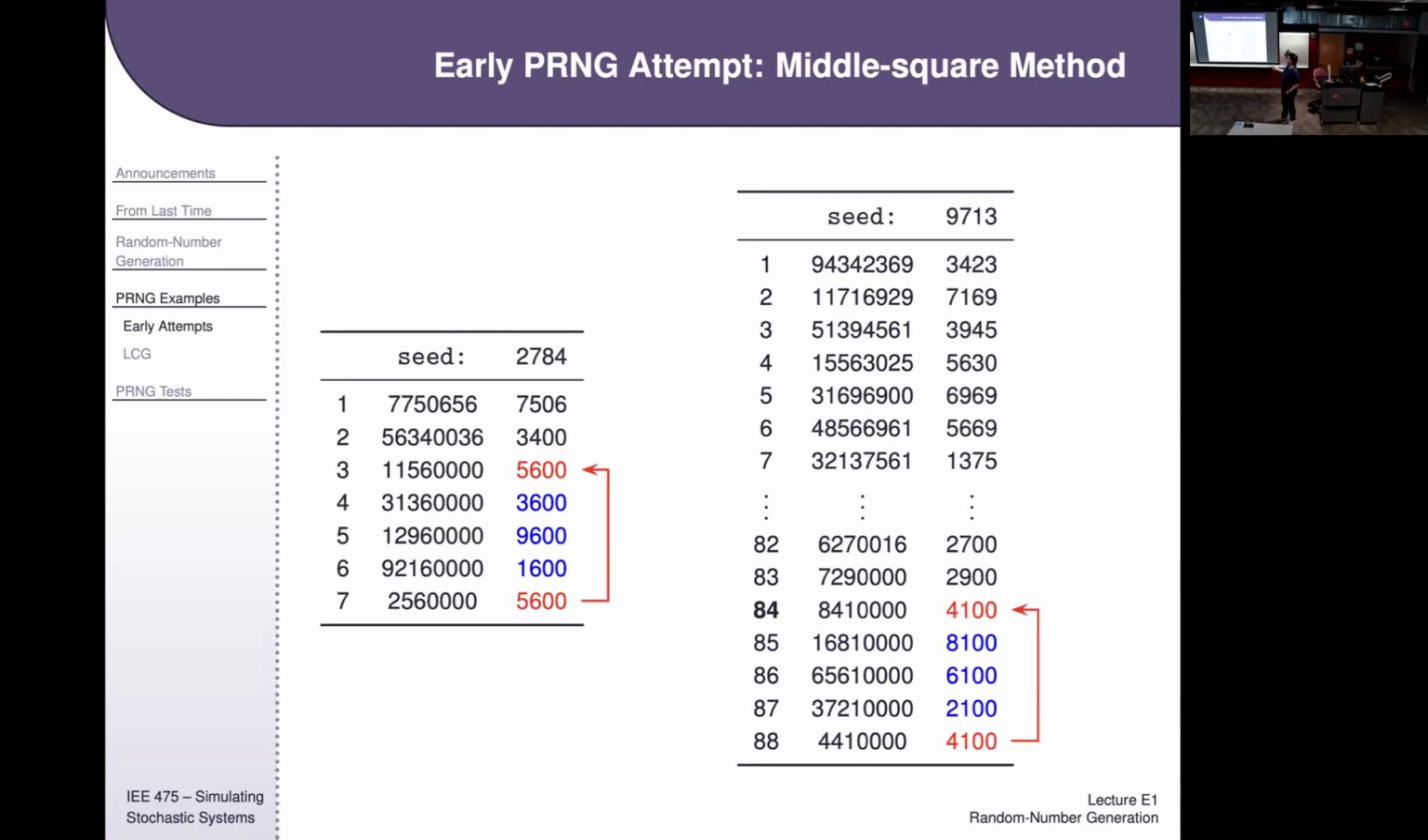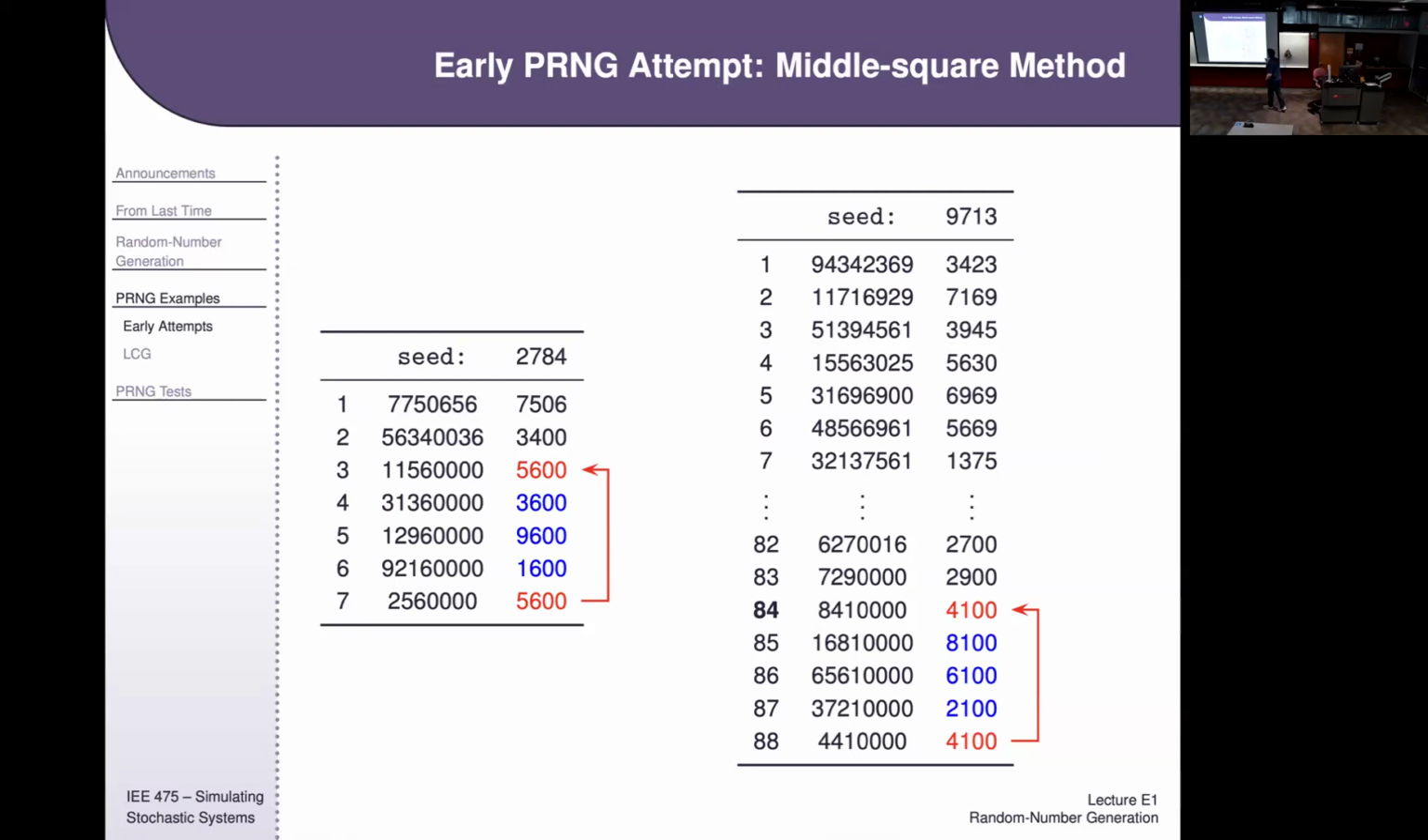I start with 2784, I do the same process, and it starts looking okay. I hit this, and these all look all right, but then I hit 5600 again, and then I get this cycle over and over again. And on top of that, it can be difficult to diagnose when this is going to happen. Because if I start with 9713 and do this, I do eventually get a 5 or 4 number cycle over and over and over again. But it doesn't happen until value 84. So I go through 83 numbers that actually look pretty good.